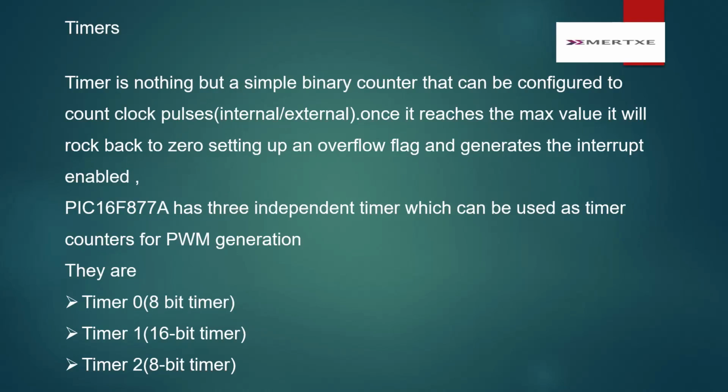Next we can go to the timers. A timer is nothing but a simple binary counter that can be configured to count clock pulses, internal or external. Once it reaches the max value, it will drop back to zero, setting an overflow flag and generating an interrupt if enabled. PIC16F877A has three independent timers which can be used as timers, counters, or for PWM generation. They are Timer 0, an 8-bit timer, Timer 1, a 16-bit timer, and Timer 2, an 8-bit timer.